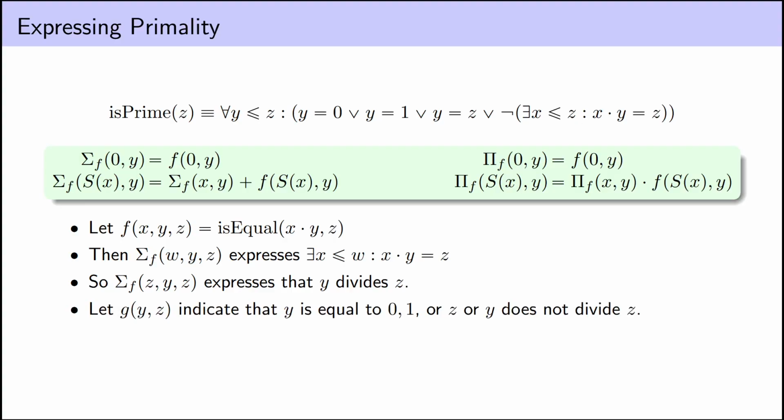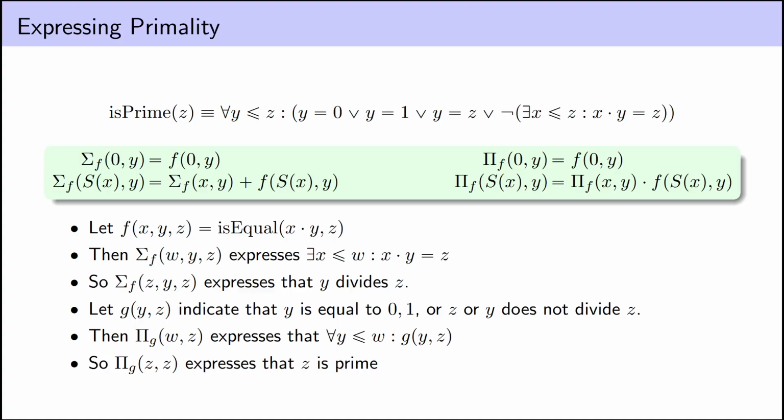Using our Boolean operations, we can do a multivariable composition to produce a primitive recursive function g of y, z that tells us that y is 0, 1, or z, or does not divide z. That is, y is not a factor that witnesses that z is composite. So pi sub g of w, z expresses that for every y up to w, y does not witness that z is composite. And so pi sub g of z, z expresses that none of the numbers all the way up to z are factors that witness that z is composite.